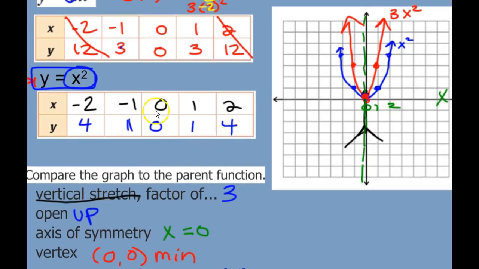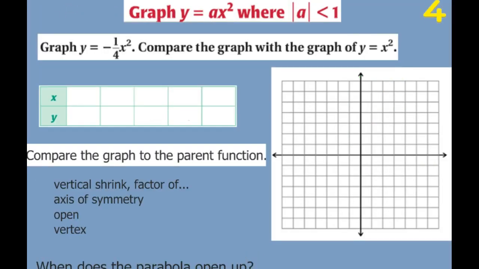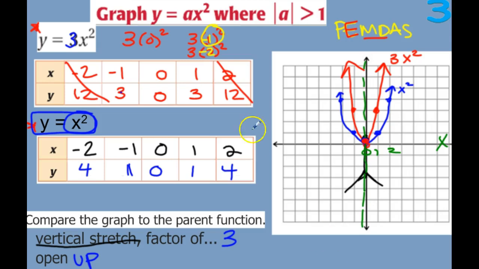So we're getting the hang of graphing using a table in our quadratic function. Let's try a couple more. Oh, I'm going to go back for a second. I kind of skipped over the directions. It said y equals ax squared, where the absolute value of a is greater than 1. If the number out front, ax squared, if a is greater than 1, it is always going to be a stretch, where our graph is going to be tall and skinny.